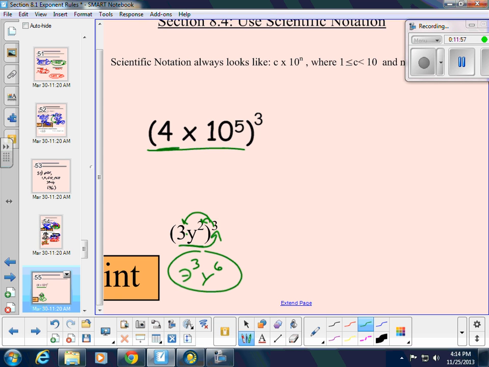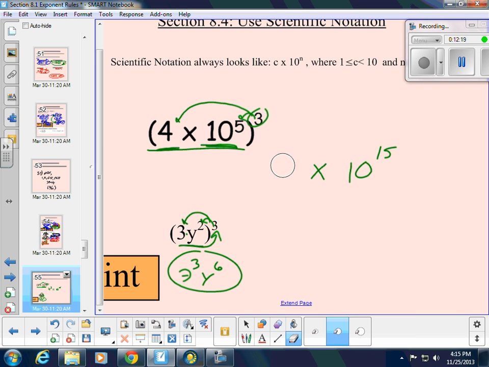So up here, same kind of thing. Again, I have some number multiplied by some power, and all that's to the 3rd power. I can just apply each of these things to the 3rd power. Well, what I get is 4 to the 3rd times 10 to the, well, power to a power gives me the 15th. Now here's the thing, this isn't really scientific notation yet. Again, the directions would probably say write it in scientific notation. 4 to the 3rd power is 64. So now I've got 64 times 10 to the 15th.